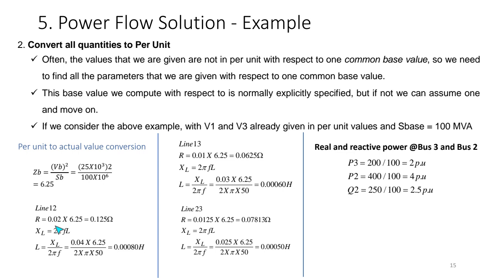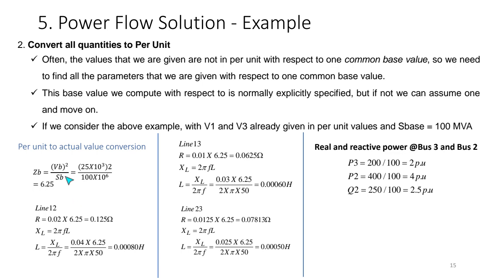Someone asked why it is squared. Because if you look at the base impedance formula, it is VB squared by SB. The zone impedance formula is VB squared by SB, so this square is part of the formula. I'm not sure if it's clear. Someone asked me why it is squared. I assume you are asking about the square in VB squared. Is it clear?